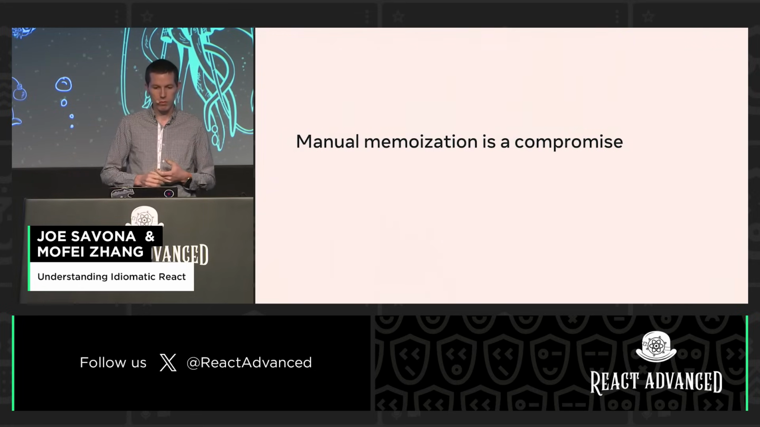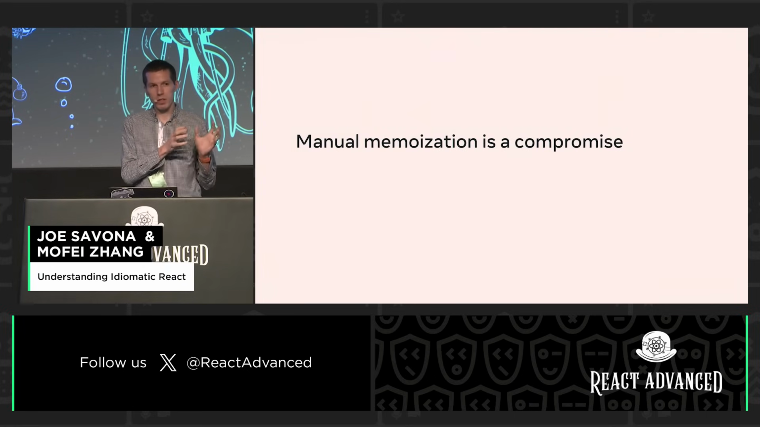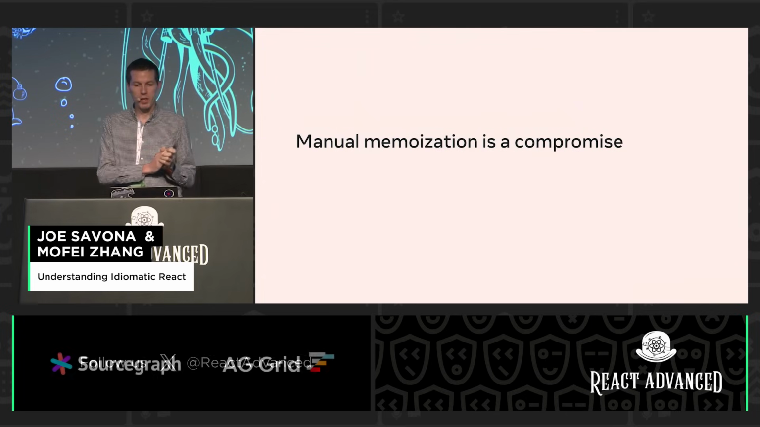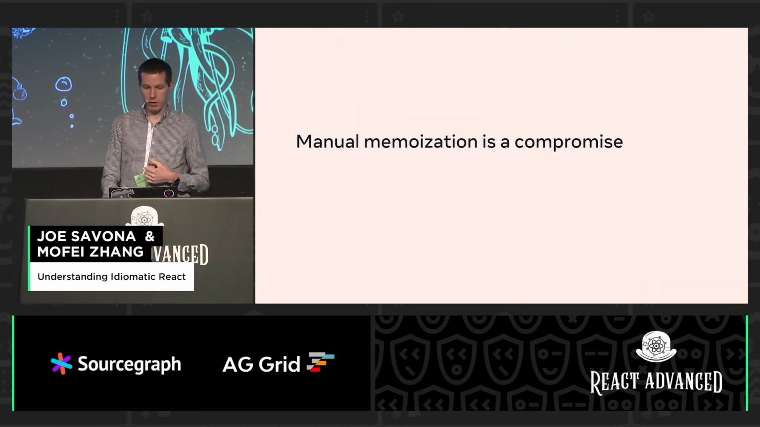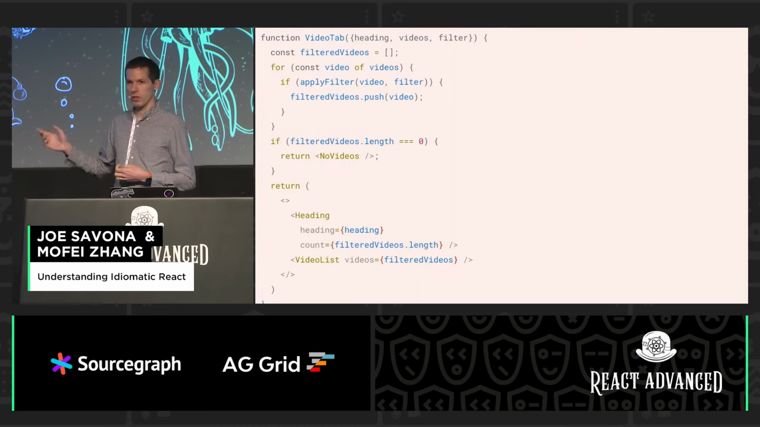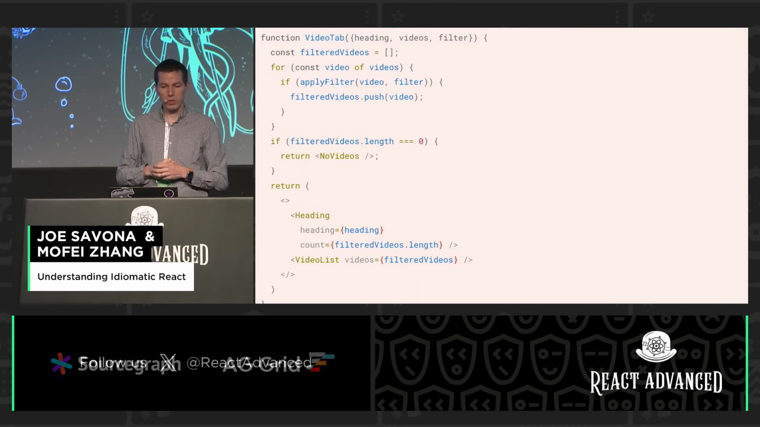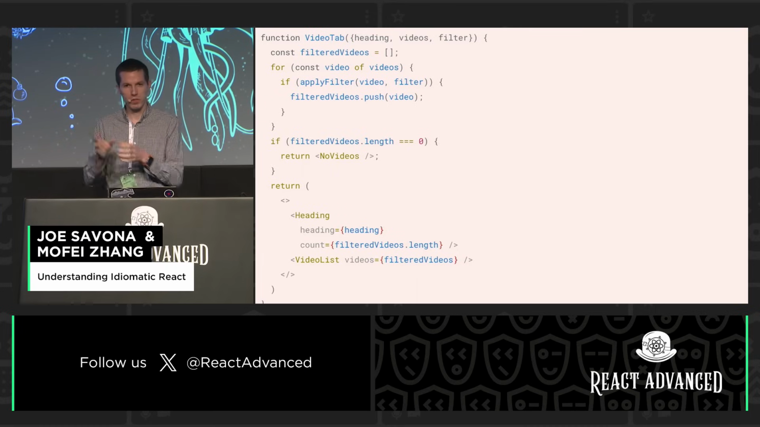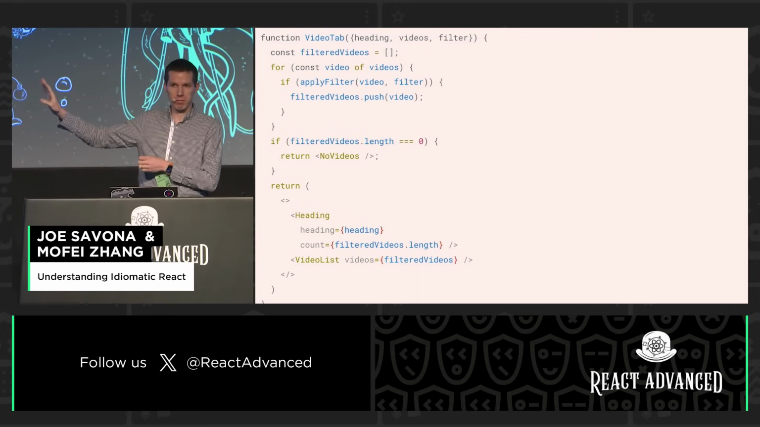So in a sense, useMemo is a compromise. We sacrifice some of the clean, concise, original logic in exchange for better performance. But why do we need to make this compromise at all? Well, let's go back to the code. The reason we started down this whole path was that we needed to use useMemo to tell React that the video list doesn't depend upon heading.